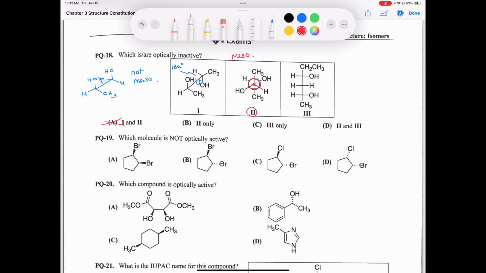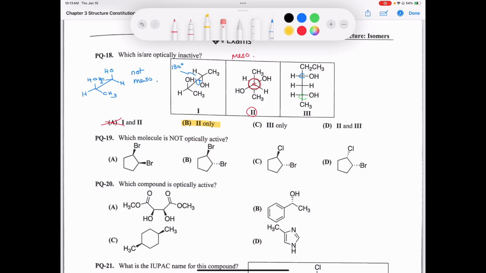So then if we look at compound number 3, you can see it doesn't have a plane of symmetry in it, and you have two chiral carbons, right? You have one here, and you also have one here. Those are the only two chiral carbons, and this certainly is not a plane of symmetry here, right? Over here we have a hydroxyl and a methyl. Here we have a hydroxyl and an ethyl. And so that is definitely an optically active compound. And so the answer is going to be only compound 2, the meso compound. It's the only one that's going to be optically inactive.